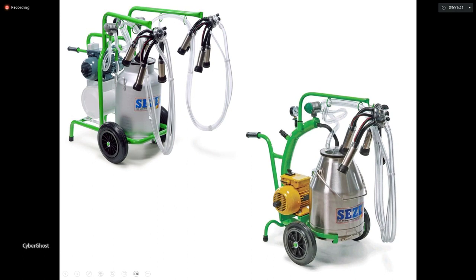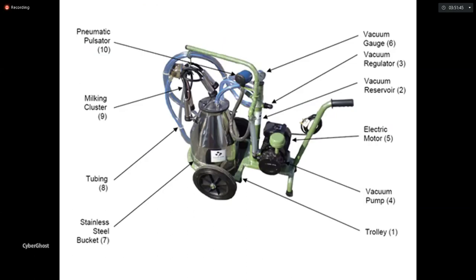Otherwise we will be in danger of producing decayed or deteriorated milk. This is the same machine but the portable one. This is a stainless steel machine, and the milk will be collected through these cups.